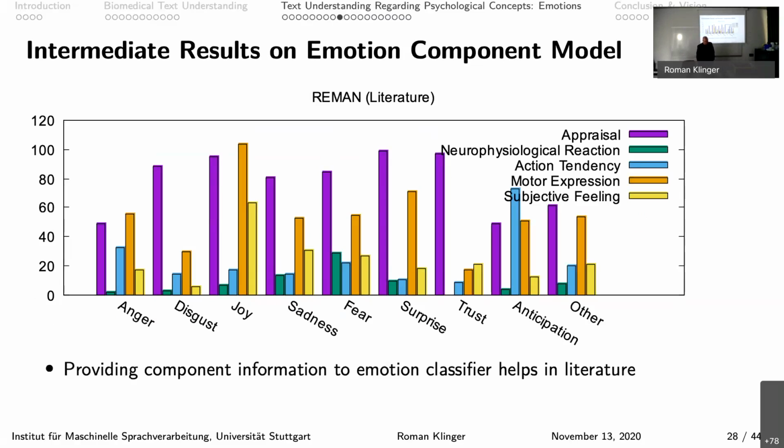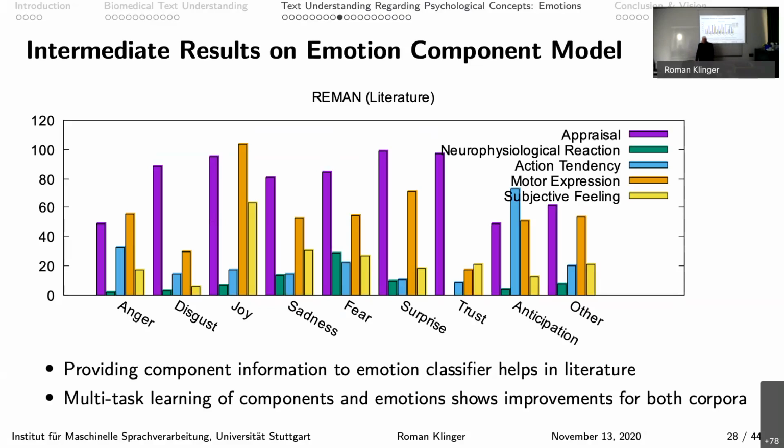And what we see is that when we provide the component information to a classifier, to an emotion classifier, this doesn't help for Twitter, but it helps for literature. Yeah? When we do multitask learning of components and emotions together, that actually helps on both corpora. So it seems that the distribution is the same, but that there are still latent concepts that are shared between these different concepts.